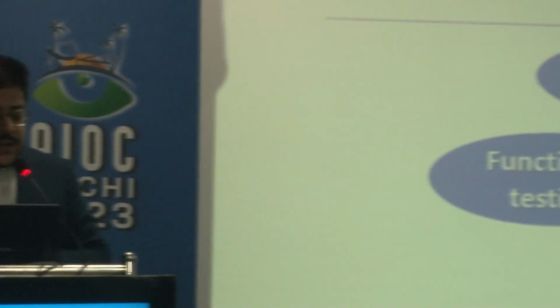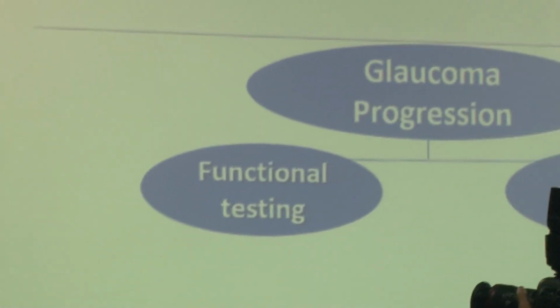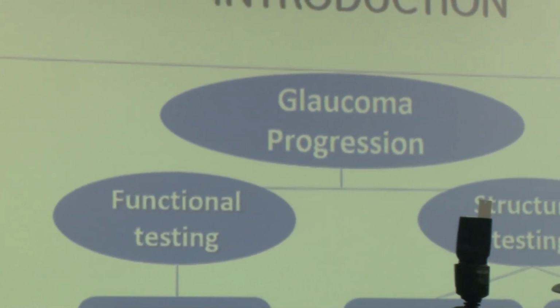Morning, everyone. So the topic for today's discussion by me is to explore the possibility of using OCT angiography for early detection of glaucoma progression. So glaucoma progression can be computed via functional testing or structural testing. Functional testing is done with the help of visual fields.